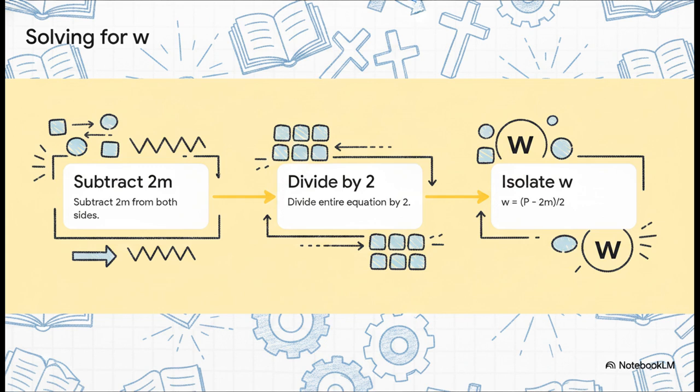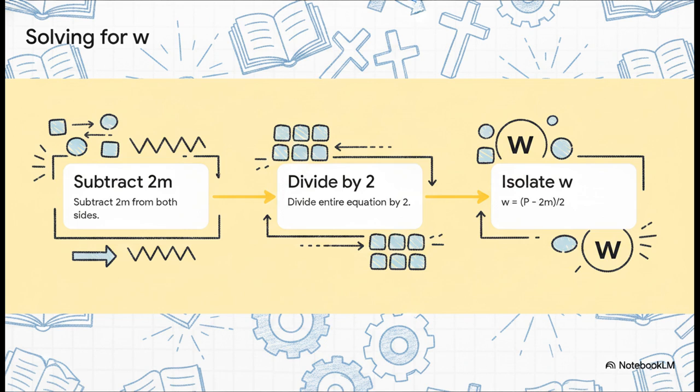Watch closely here. Step 1, we move the 2m term away from the w by using our trusty inverse operation. We subtract 2m from both sides. Now we have P minus 2m equals 2w. Guys, we are almost there. Step 2, w is being multiplied by 2, so we just divide both sides by 2.